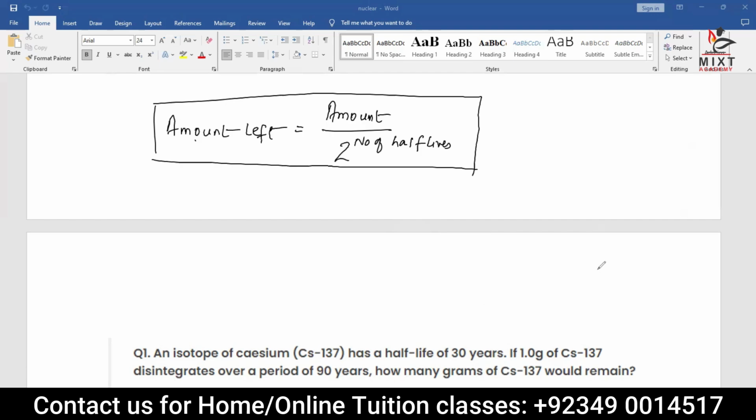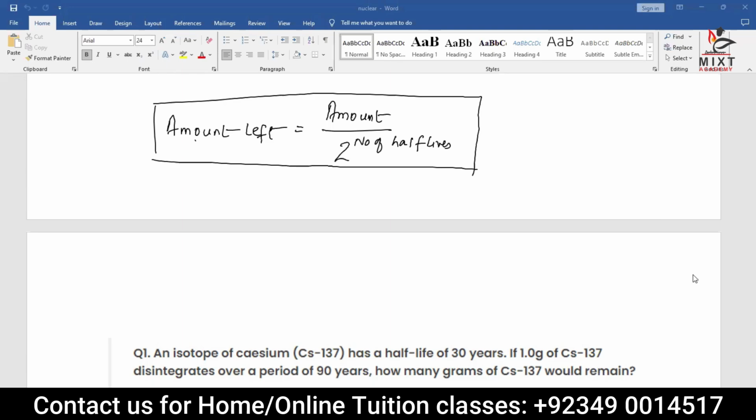First, you try. An isotope of cesium has a half-life of 30 years. If 1 gram of cesium-137 disintegrates over a period of 90 years, how many grams of cesium-137 would remain? How did you solve it? I did 1 divided by 2 to the power of 3. Okay, that's a simple question. So you have done absolutely right.